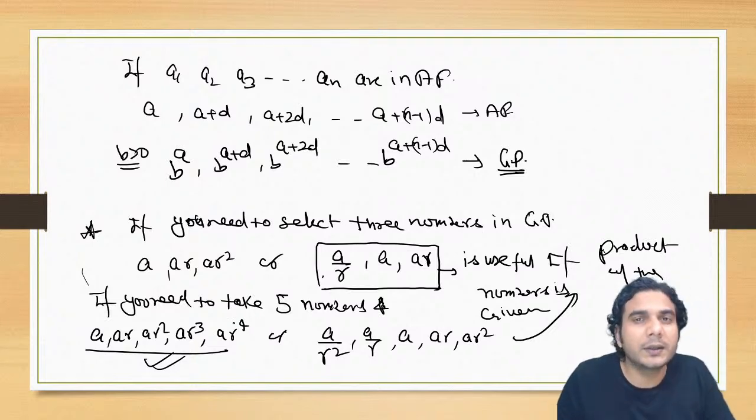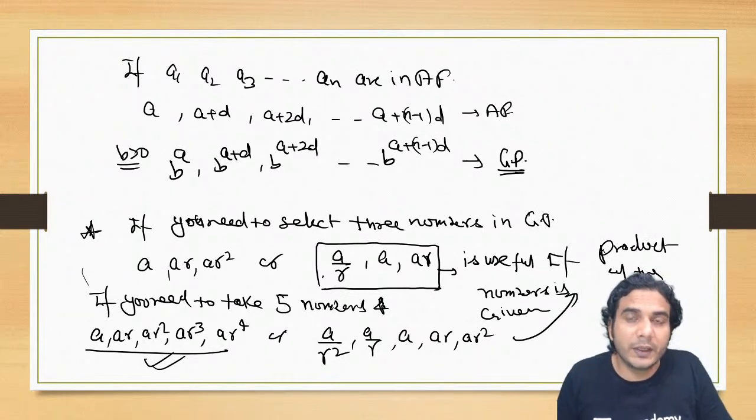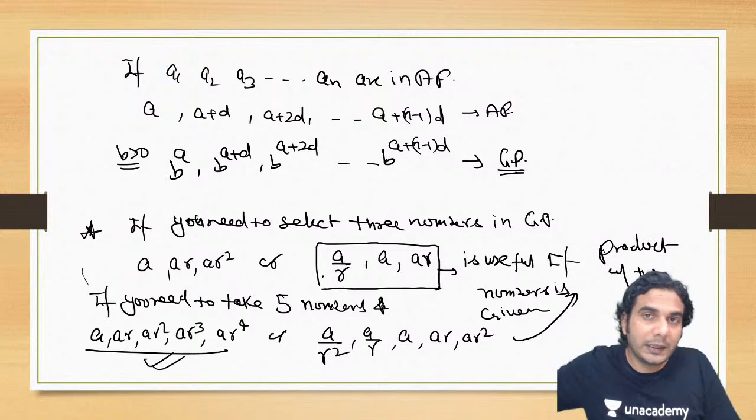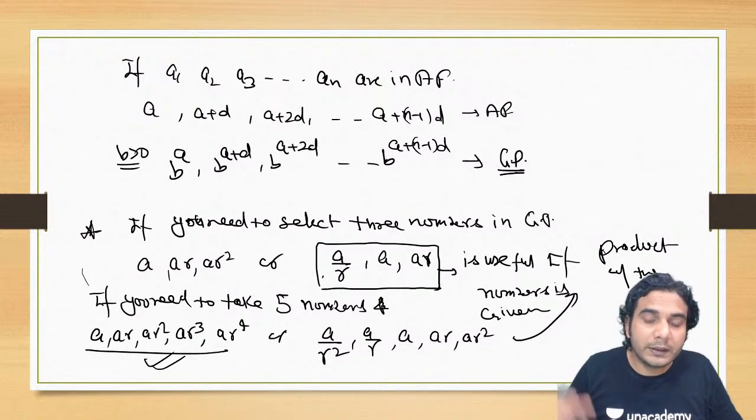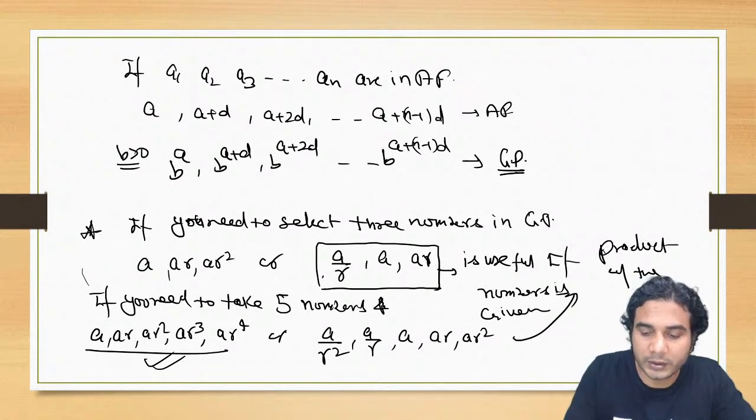So mostly you need to take three numbers. Sometimes it might be 5 also, or 7. Similarly, if you need to take 7 numbers and the product is given, then you take one more number at the end, that will be AR cube, and one number before A upon R square, that will be A upon R cube. So I hope this point is clear.